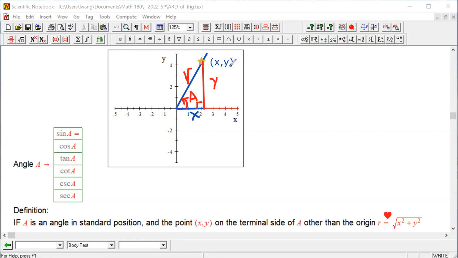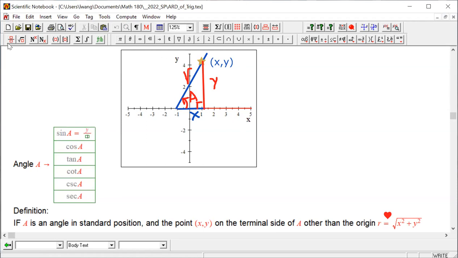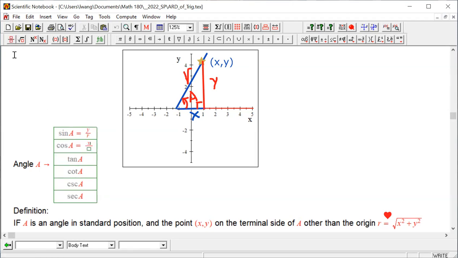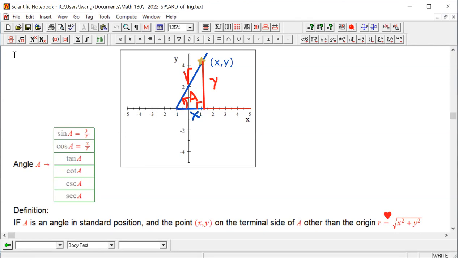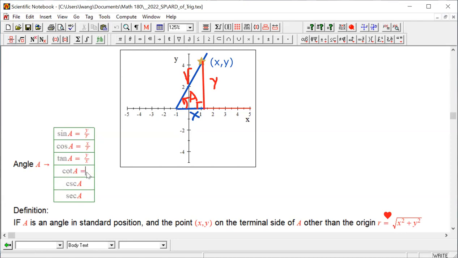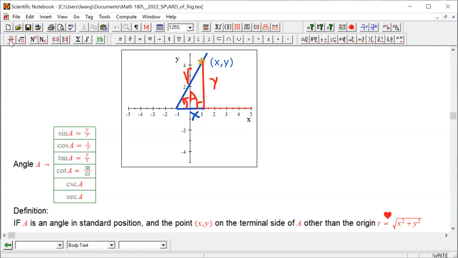You can see the input for the function is the angle, and on the terminal side of this angle we pick arbitrarily a point x, y. Now we have all the quantities we need. Sine is going to be y over r, and the cosine is going to be x over r. And tangent is y over x. Cotangent is x over y.